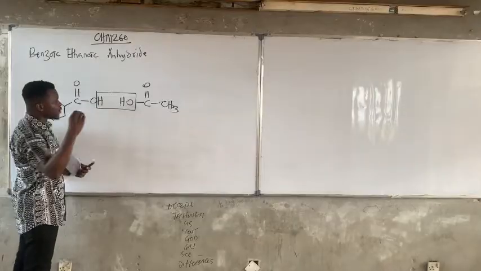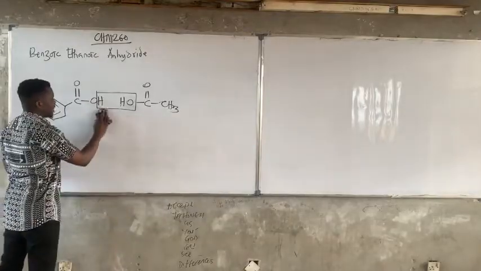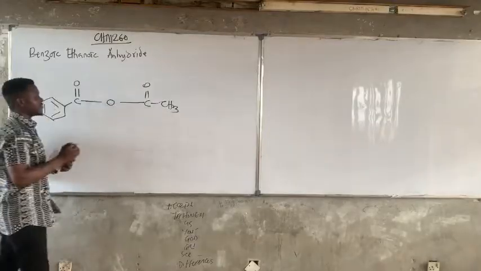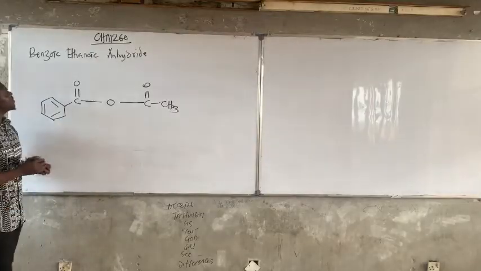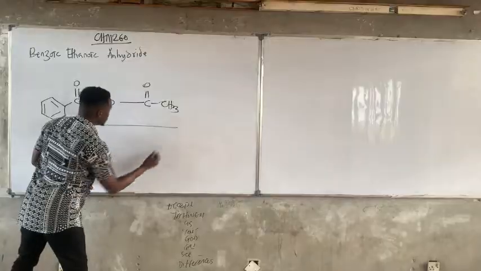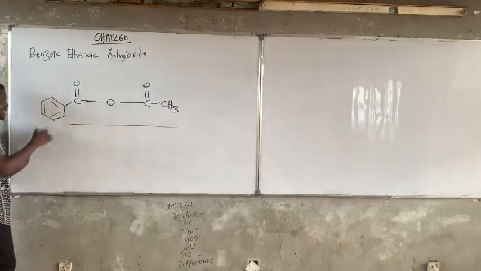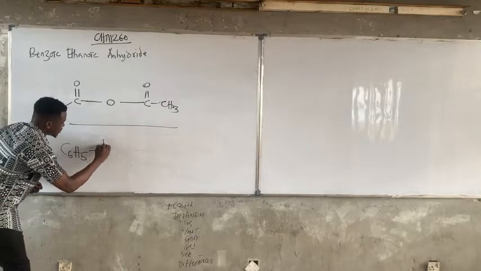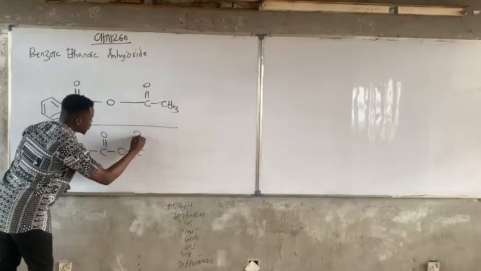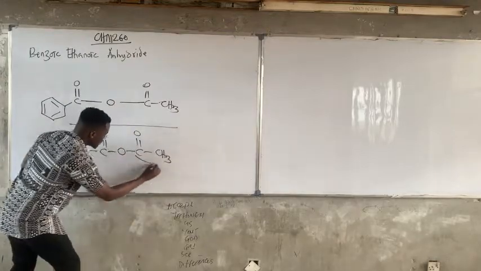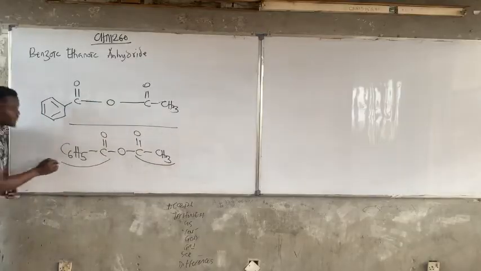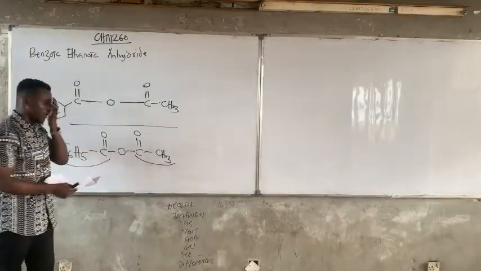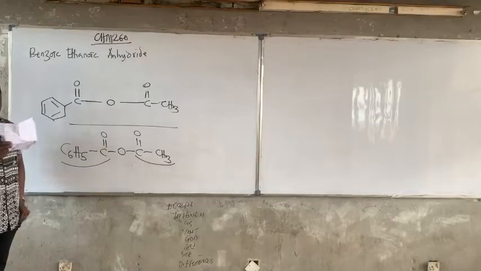Once I pull out this water, this is what we are going to have, leaving us with oxygen in the center. So, ladies and gentlemen, benzoic ethanoic anhydride is what we have on board. But bear in mind that this ring, most of the time, can be written as C6H5. So I can write this as C6H5, C double bonded to O, O, C double bonded to O, and CH3. These parts came from the ethanoic acid, and these parts came from the benzoic acid. Okay, so this is the structure of benzoic ethanoic anhydride.